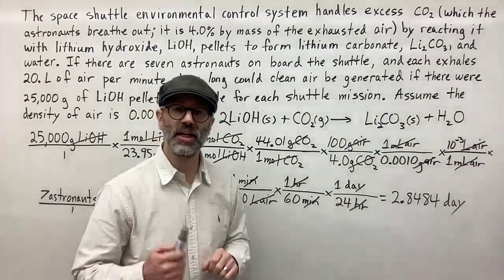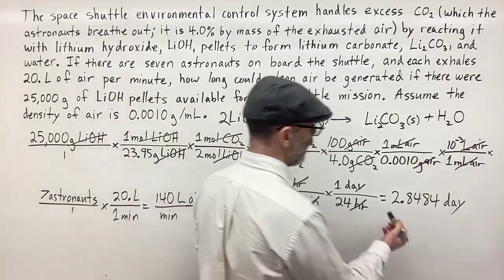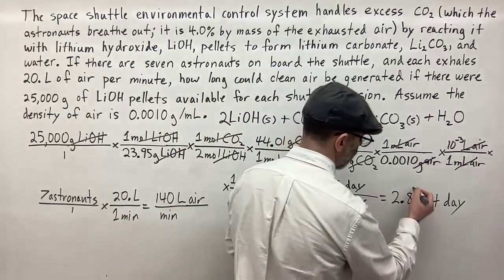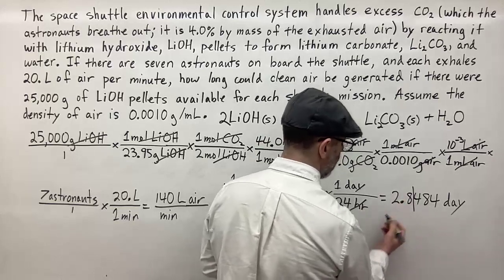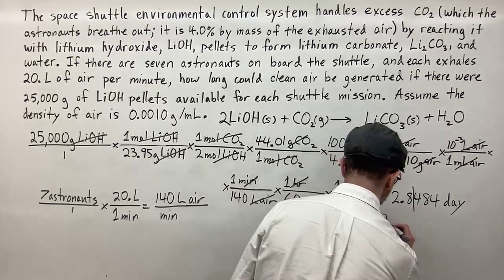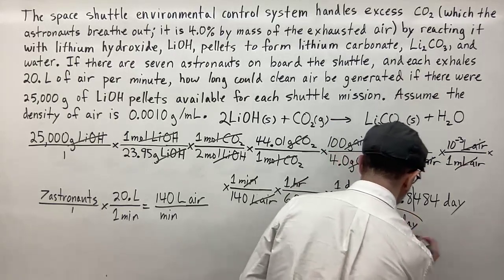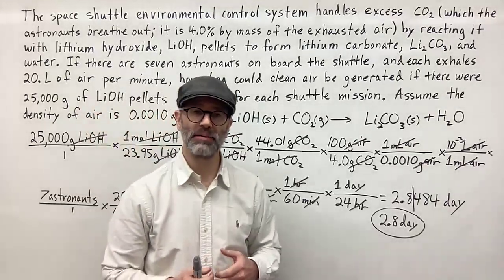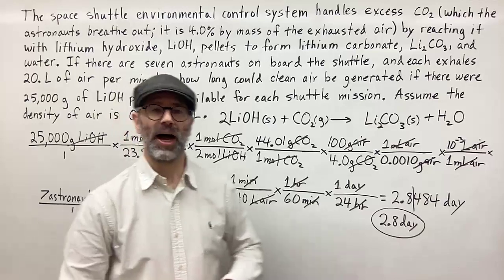So the least number of significant figures is 2, which means I should only have 2 sig figs in my answer. So 1, 2, cut it off after the 8. This is a 4, so it's going to stay at 2.8. So 2.8 days is the amount of time that 25,000 grams of lithium hydroxide can generate clean air. I hope this is helpful.